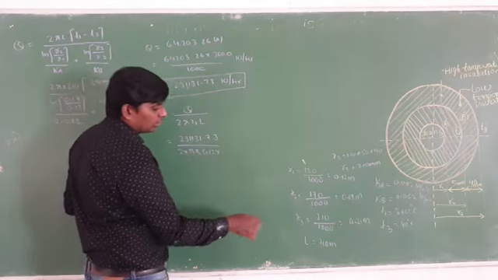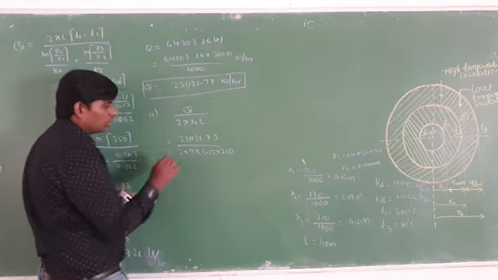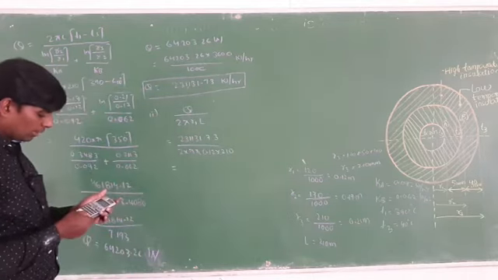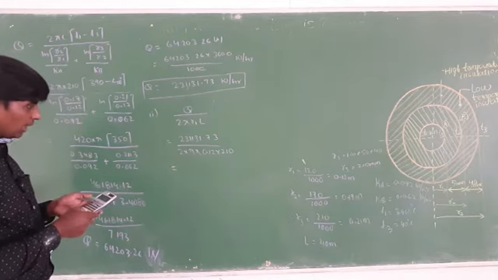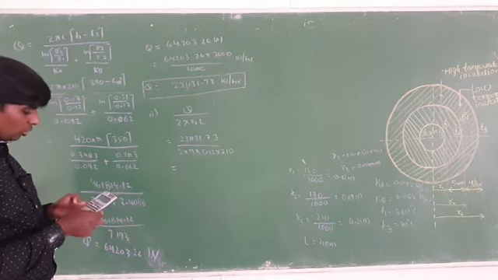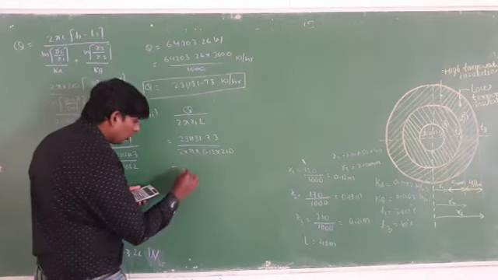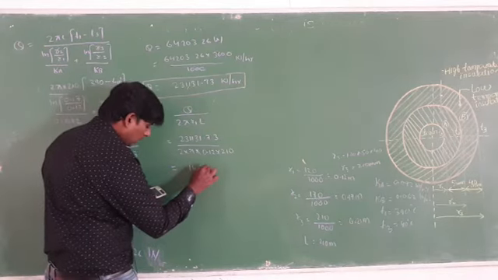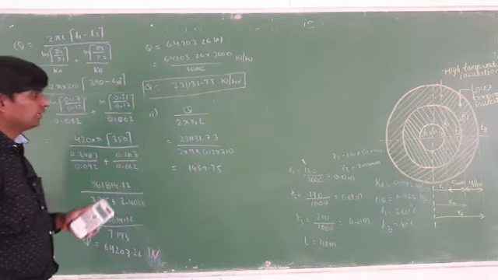length is equal to how much? Length is equal to 210. Here you have to substitute: answer divided by 2 into pi into 0.12 into 210. So here 1459. What is the value here? 1459.75. This is the second bit.